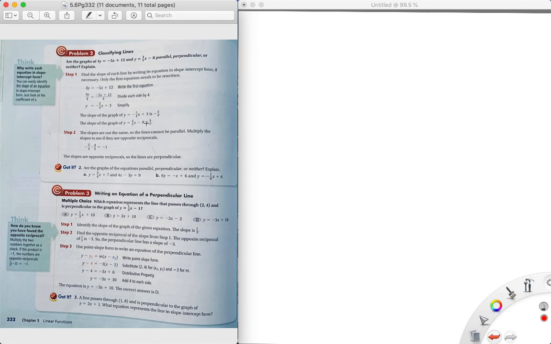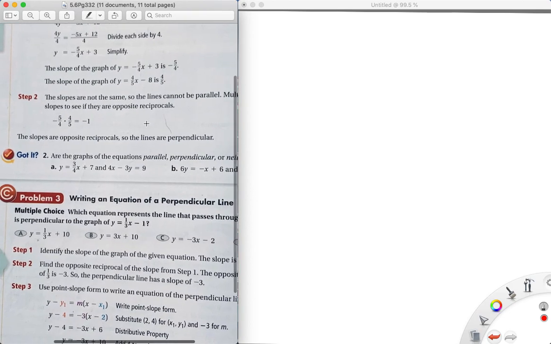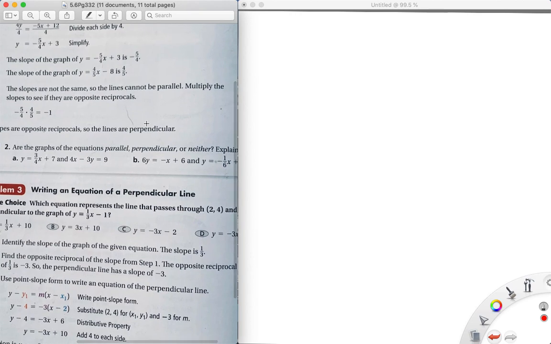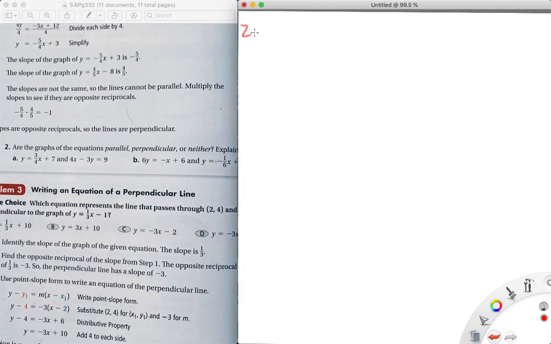Alright, so they want us to find out if these lines are perpendicular, parallel, or neither. The way that we do that is to compare their slopes. For 2a, I have y equals 3/4 x plus 7. This is already in slope-intercept form. And then I have the other line, x minus 3y equals 9.